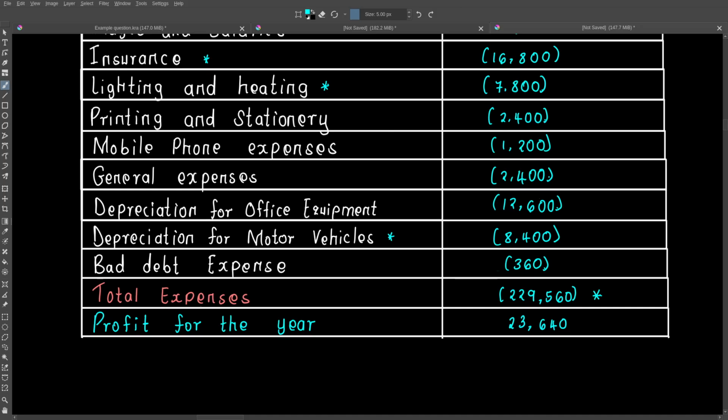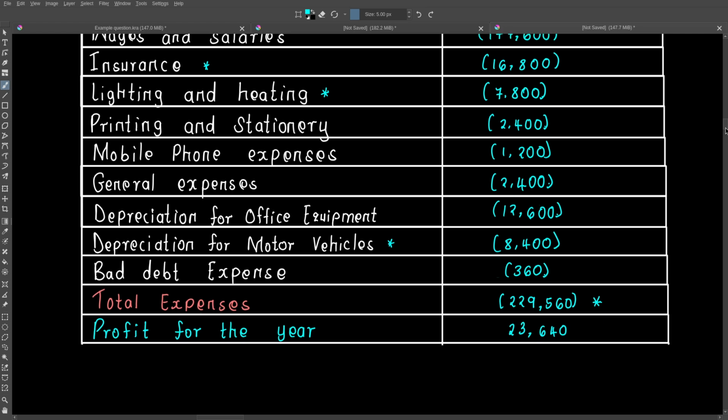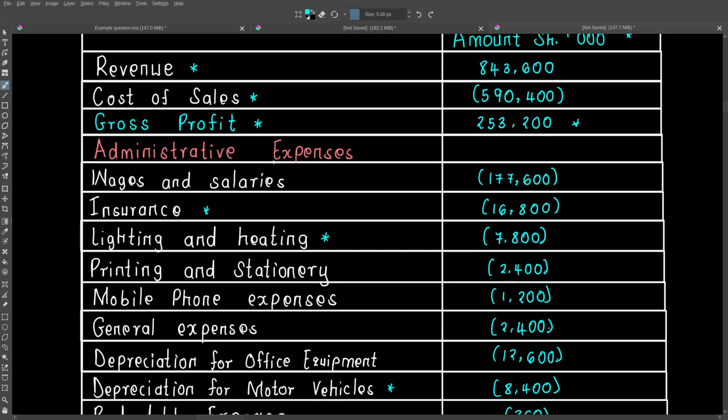Okay, so this question is for you to make sure you understand the concept. Given the information that we've been given, you need to understand the concept so that from it you're able to pick the required items and interpret this into the statement of profit or loss. Okay, so we will tackle the statement of financial position in the next video.